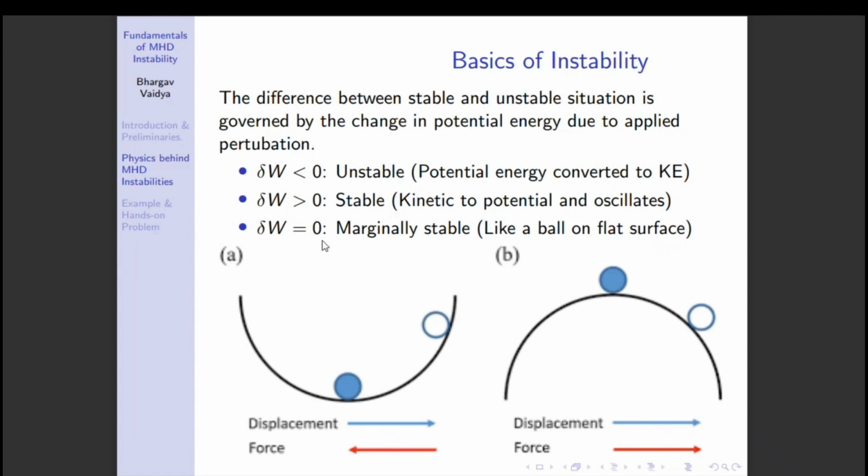If the change is basically zero, say I put a ball on a flat plane and just put it down, then there is no change in potential energy. Whatever input you give, it will just have that much displacement. So this is called a marginally stable system.